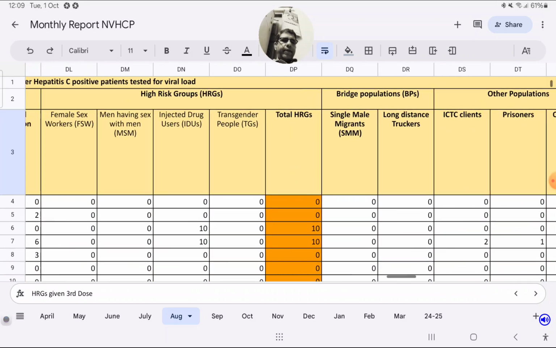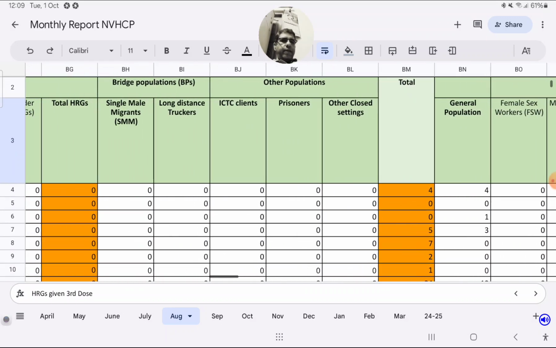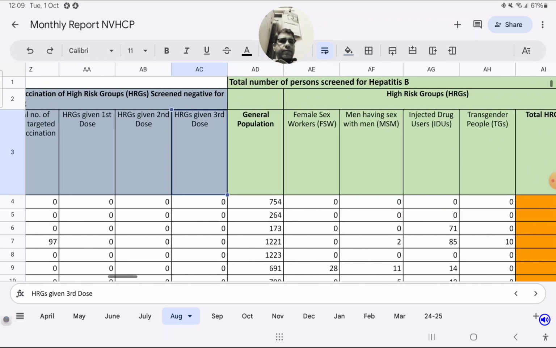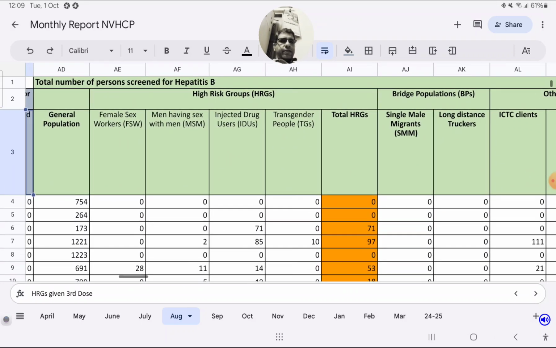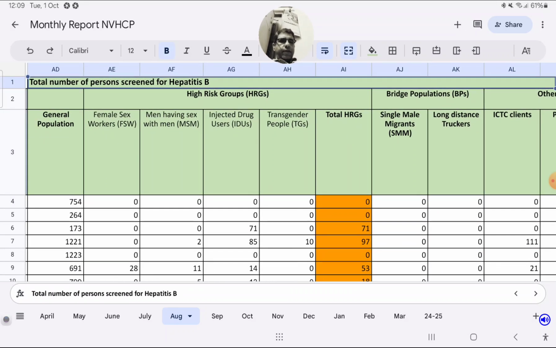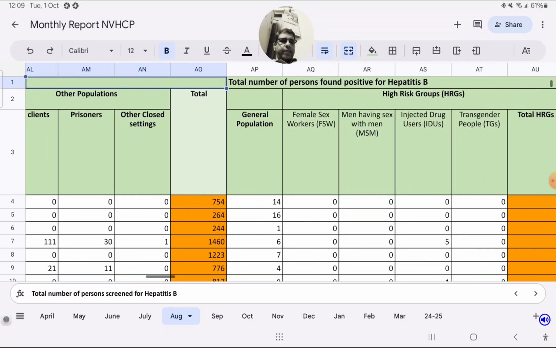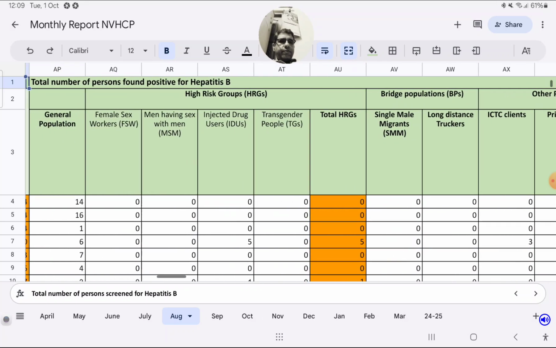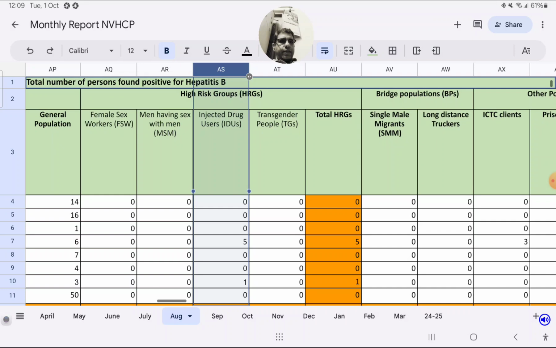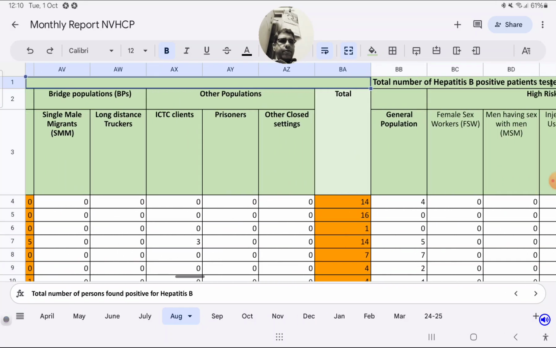Okay, now moving back to the hepatitis B section. I have shown you the hepatitis B and hepatitis C sections. Each section has been divided into subsections. The first is the screening section: total number of persons screened for hepatitis B. This is the entire thing, the screening section, mentioning screening of various category populations. Next is the positive section. So total number of persons found positive for hepatitis B, the whole thing up to here.